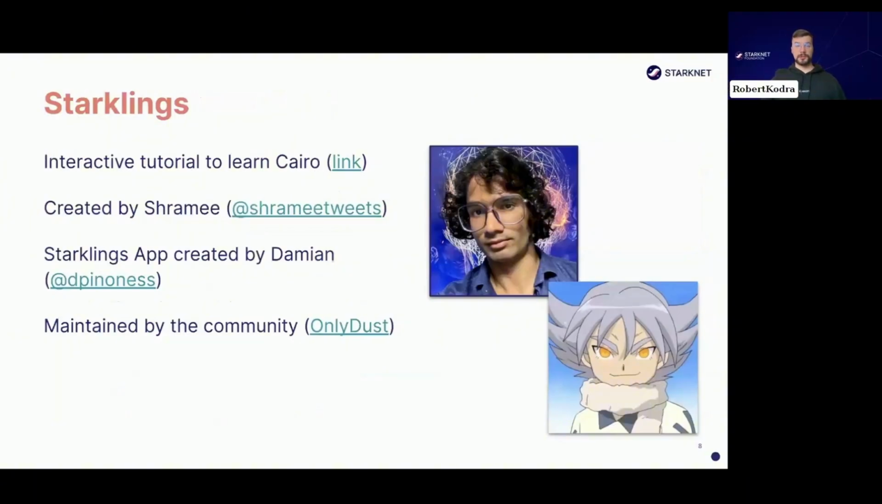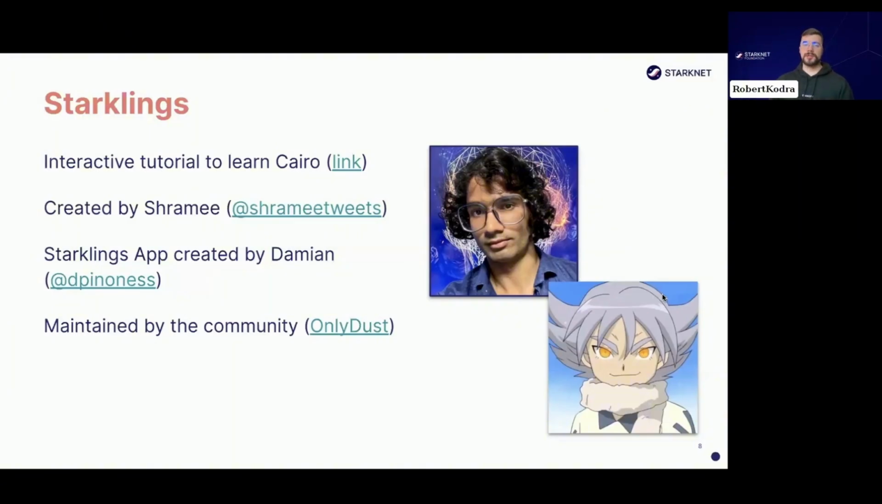The aim of this session is to learn Cairo, and we will do this by using an interactive tutorial called Starklings. Starklings was initially created by Fremi, and it's similar to Rustlings if you're coming from a Rust background. It's a super interactive tutorial where you can code along, read hints, compile the app, and progress throughout the homework.